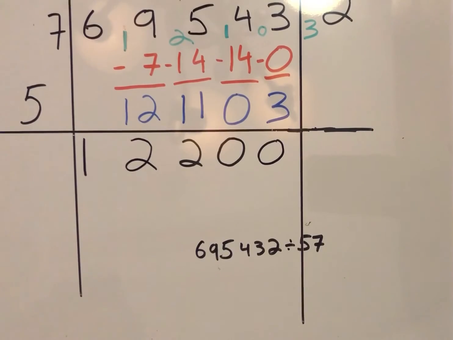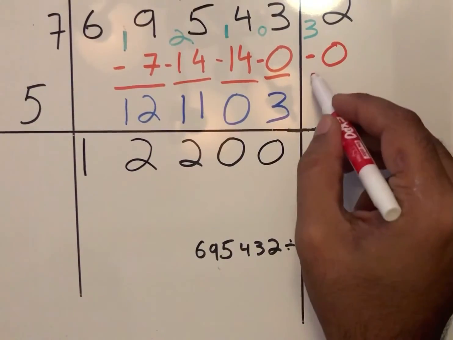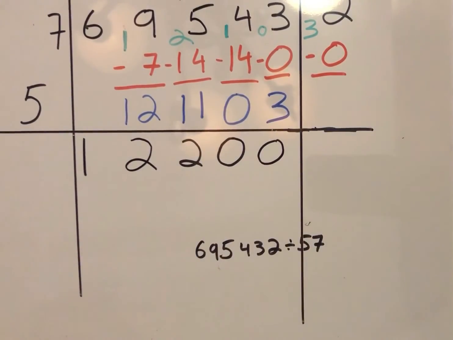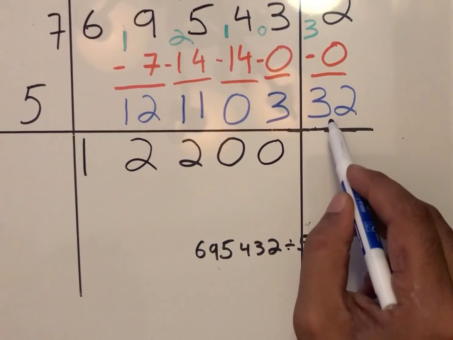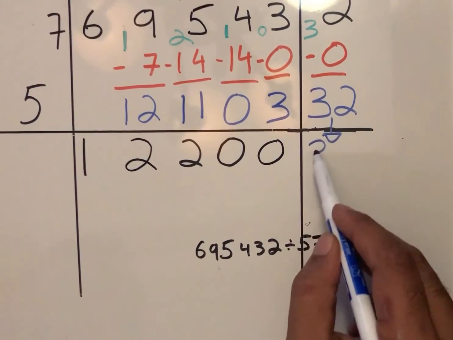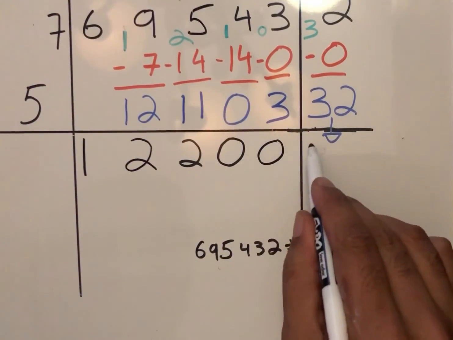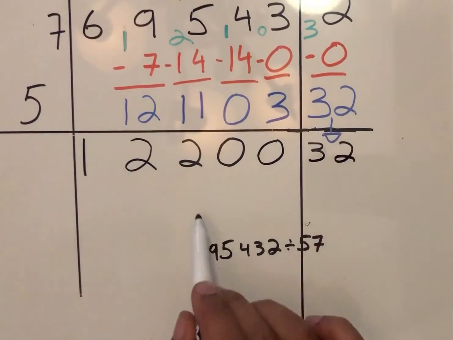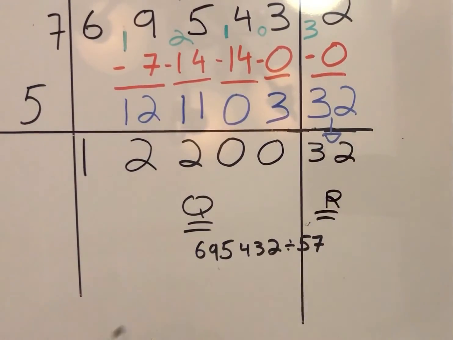Now I need to make one final adjustment. And we have a nice adjustment to make. It's just going to be minus 7 times 0. So that's just 0. And now, because this is my remainder step, and I have a 32 right here, I'm just going to bring this down. So I say 32. Okay, do that in black. Okay, so this is my quotient, and this is my remainder. So 12,200 is the quotient, remainder 32. Okay, good job. Keep practicing.